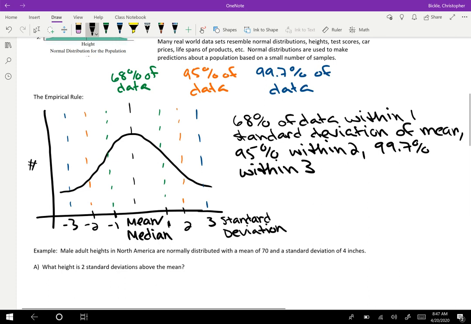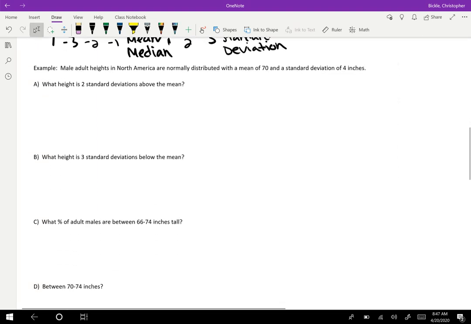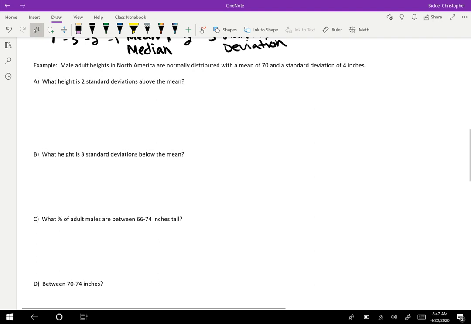Okay, so we're going to use that. We're going to use these rules, so remember these 3 values, the 68, the 95, and the 99.7, and we're going to use those to figure out some things about the data sets, okay? Remember, this is only true for normal distribution. So let's go through and do some problems. You guys are going to see one like this in your homework. These are the first things normal distribution.